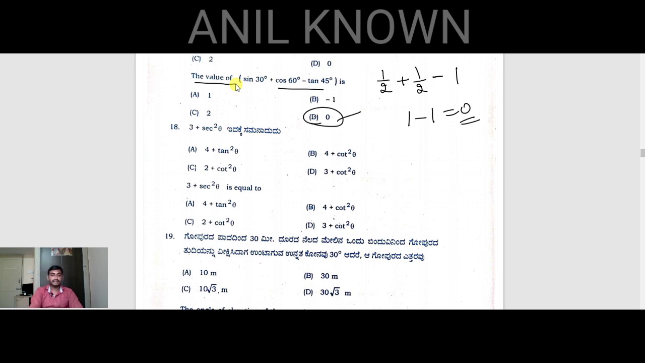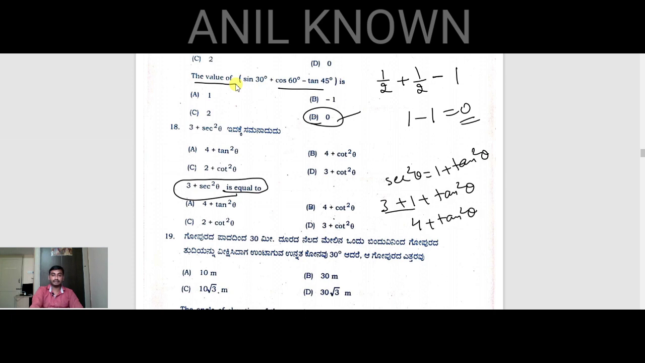So 3 plus secant square theta is equal to, is a question. Very simple, we know that secant square theta is equal to 1 plus tan square theta. Substitute 1 plus tan square theta here, you will get 3 plus 1 plus tan square theta, that is 3 plus 1 is 4 plus tan square theta. So 4 plus tan square theta is the answer, that is option A.